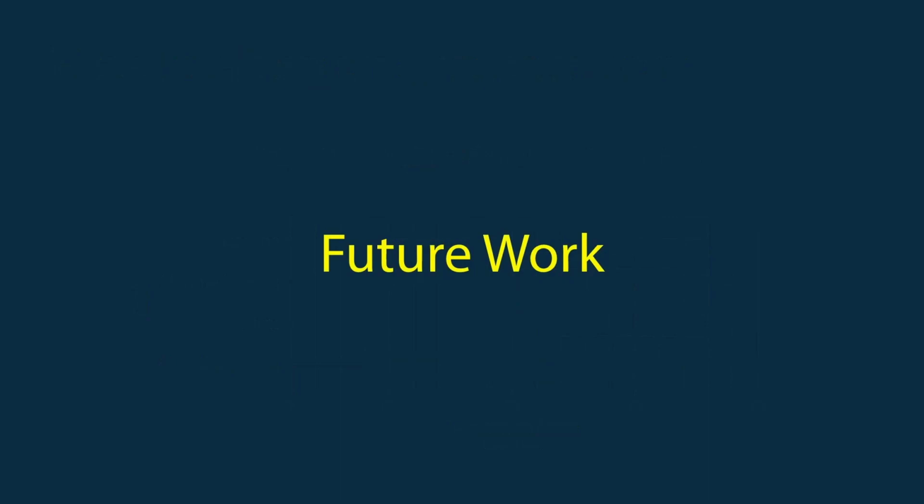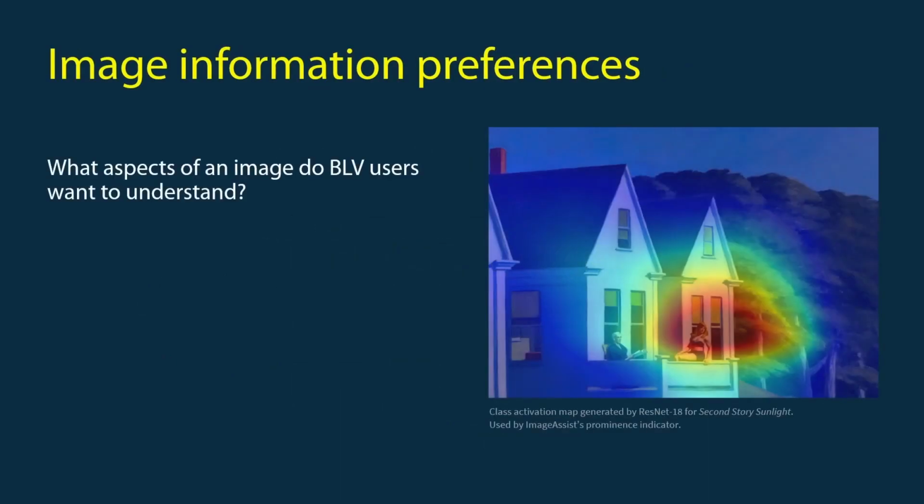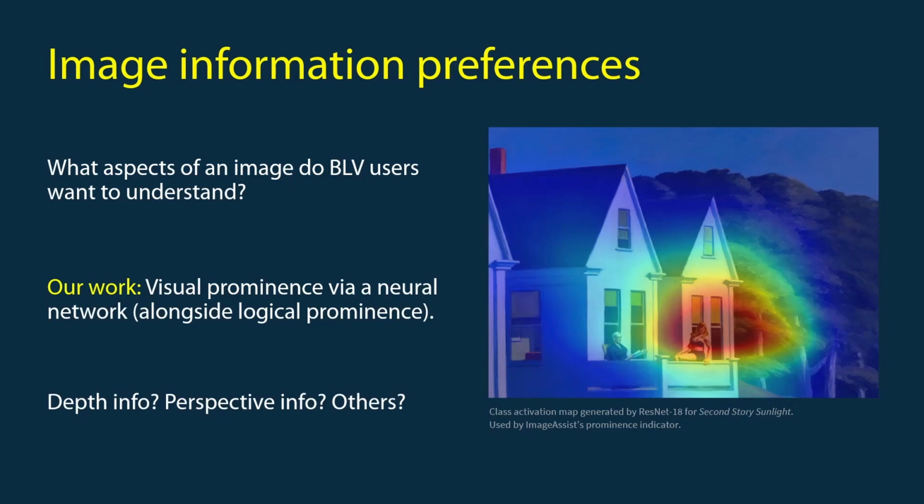Now, our findings reveal several avenues for future work. One avenue involves exploring the aspects of an image that BLV users want to understand. We used prominence-based hints using the output of a neural network alongside logical prominence we determined manually, but participants suggested depth info and perspective info as other pieces of information, so future work can explore that.